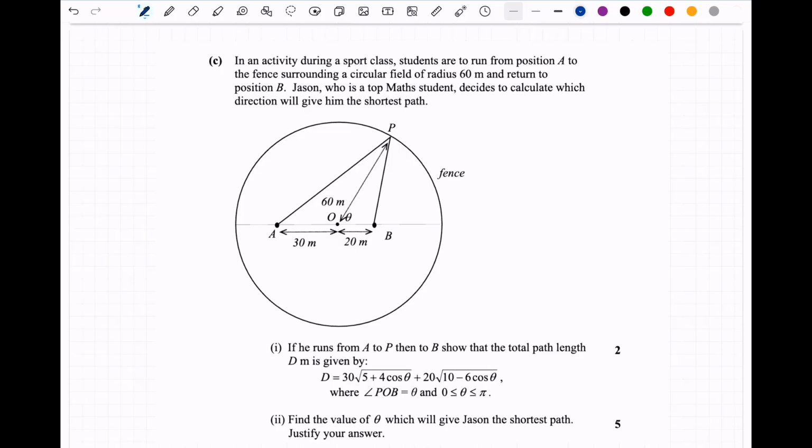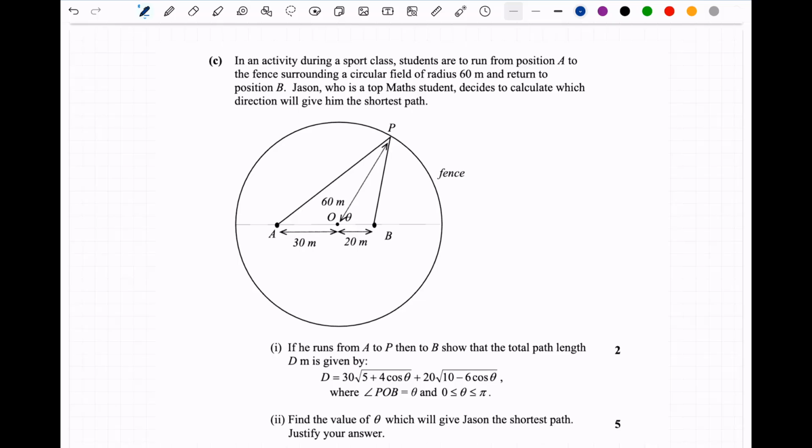We're told in an activity during a sport class, students are to run from position A to the fence surrounding a circular field of radius 60 meters and return to position B. Jason, who is a top maths student, decides to calculate which direction will give him the shortest path. And then we have this diagram here.